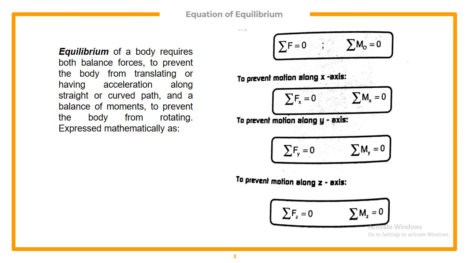So let's talk about equilibrium, or the equation of equilibrium. Equilibrium of a body requires both a balance of forces to prevent the body from translating or having acceleration along a straight or curved path, and a balance of moment to prevent the body from rotating. It is expressed mathematically as you can see here: summation of forces is equal to 0 and summation of moment is equal to 0. So to prevent a body or a beam from moving or rotating, it must be in a state of equilibrium.